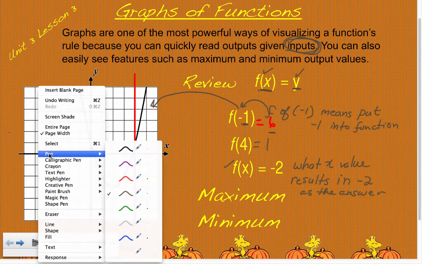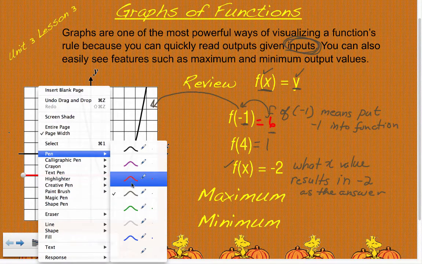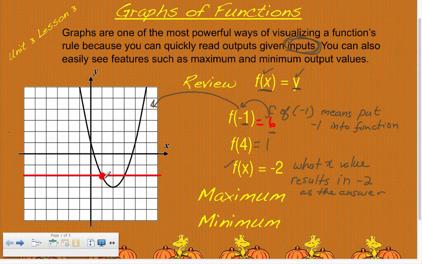So that means I'm going to have to take my line here, and I'm not looking at the X values anymore. I'm looking at the outputs. So this is my output of -2 right here. And I've got 2 answers. Right here and right there. So what X value results in -2 as an answer? Well, it looks like if I put in 1, I will get back -2 as an answer. Or if I put in 3, I will get back -2 as an answer.